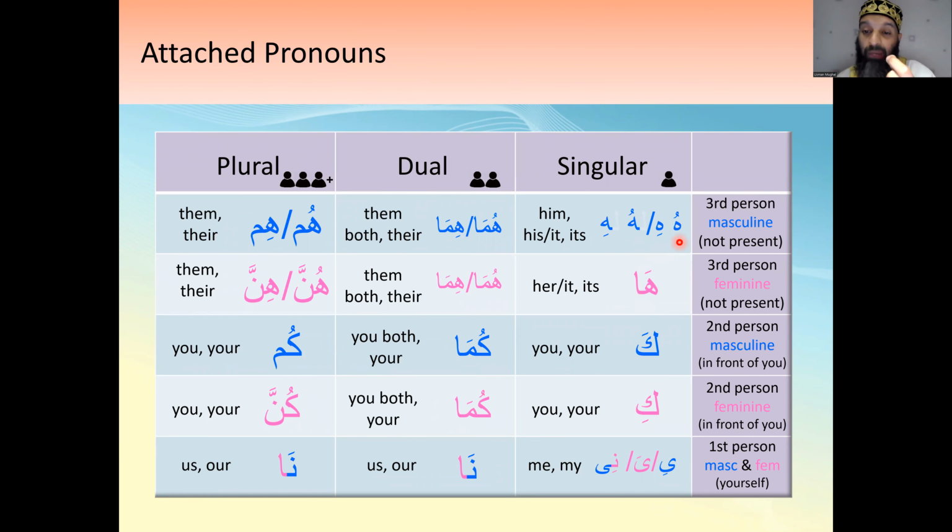So kitabuhu, his book. Kitabuha, her book. Their two's book. For the women, it's the same. Kitabuhuma. Or it's going to be hima, sometimes hima, depending on the letter that comes before it. And sometimes it's going to be huma. If the letter that comes, oh, I'll leave it. Just stick with this. I won't tell you. How am I going to say their all's book for the women?